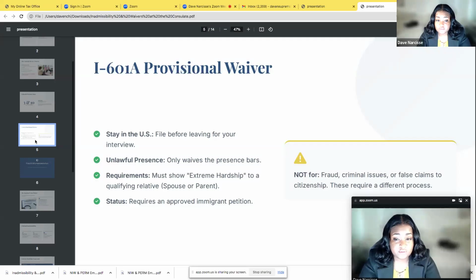You can only file this one if you stay in the US before you leave for your interview. You must have it approved. If you stay unlawfully, you trigger a few bars.